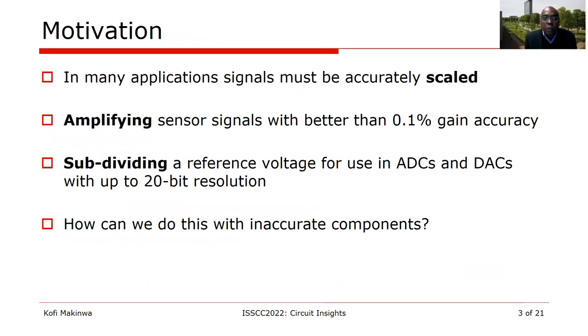So what's the motivation for this talk? The motivation begins by realizing that in many applications, signals need to be accurately scaled. That means basically the amplitude has to be either increased or decreased. So you could think about amplifying a small sensor signal with good gain accuracy, better than 0.1%, so that it can be processed further by typically an A to D converter, and then you have some DSP following it. Or, in order to make that A to D converter, we need to subdivide a reference voltage, sometimes with up to 20 bit resolution. So that's dividing a voltage into, let's say, about a million steps. And the question is, how can we do this with inaccurate components?